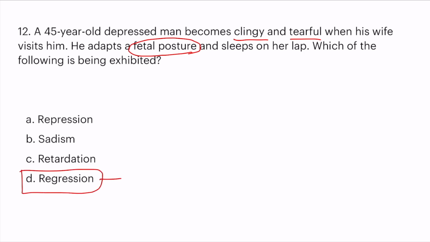In regression, the patient goes back to earlier stages of life and becomes like a child. A similar sounding word is repression. In repression, the patient voluntarily forgets the depressing thoughts or emotions and feelings from the conscious mind. So here the answer would be regression.